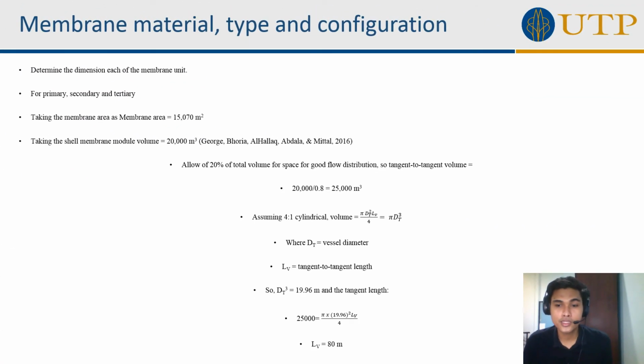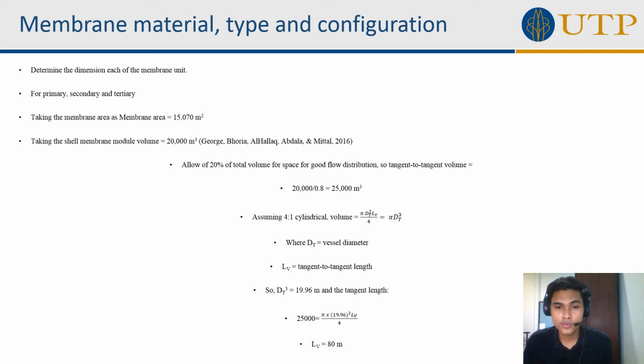Next is to determine the dimension of each membrane unit. There are 3 membrane units in our project, for primary, secondary, and tertiary. We are taking the membrane area as 15,070 meter squared, while we are taking the shell membrane module volume of 20,000 meter cubed. This is taken from the journal. We allow 20% of total space for good flow distribution, meaning that in a cylindrical vessel, 20% of the space needs to be free to give good flow distribution.